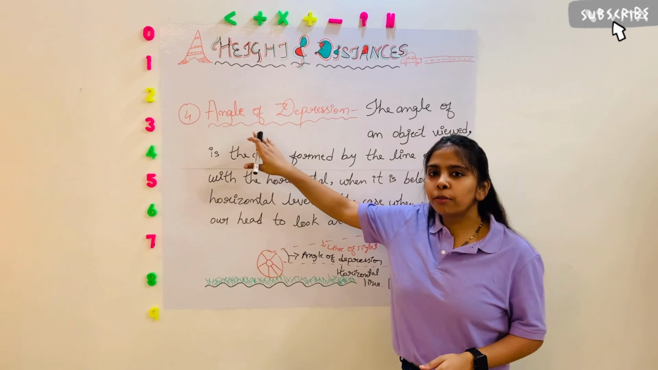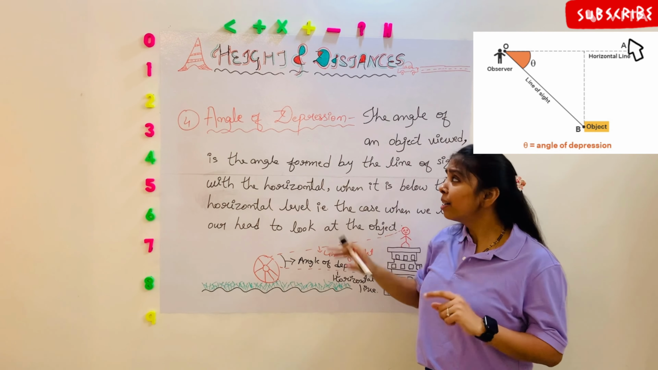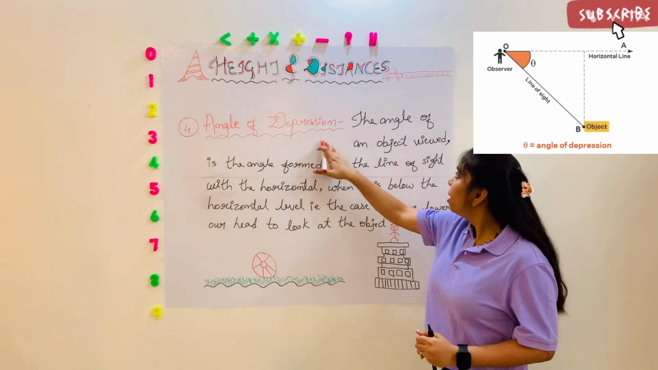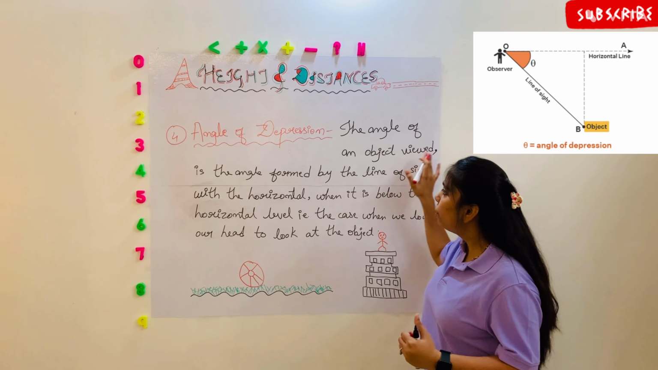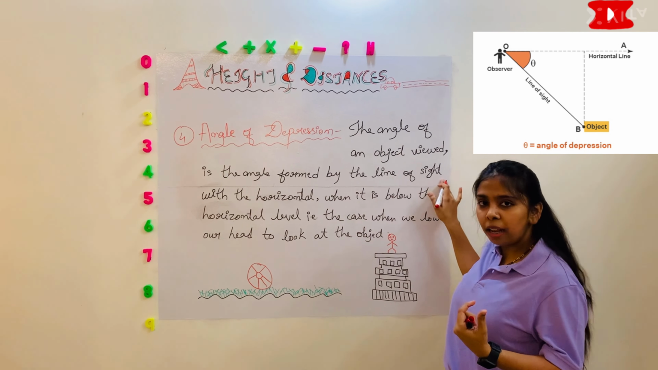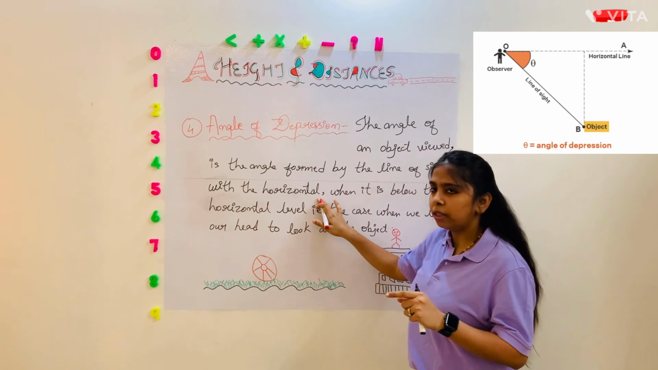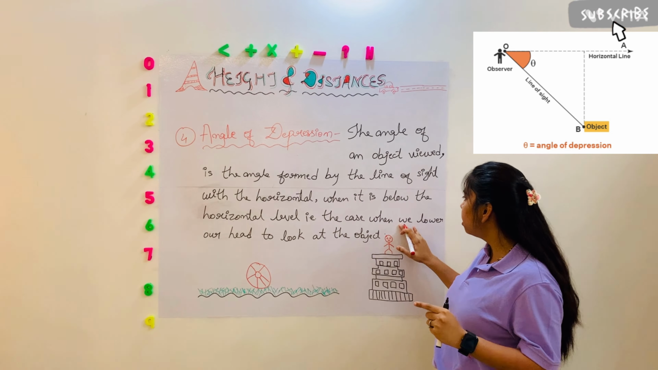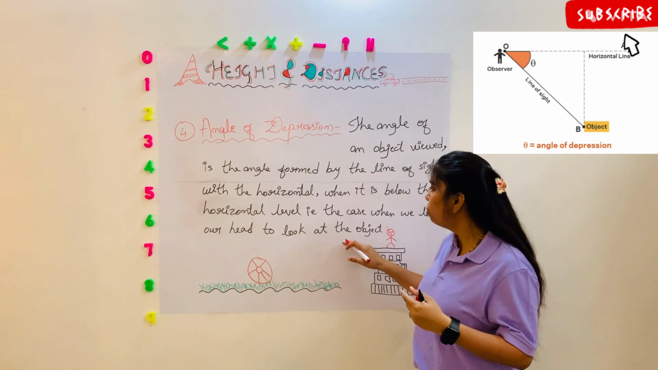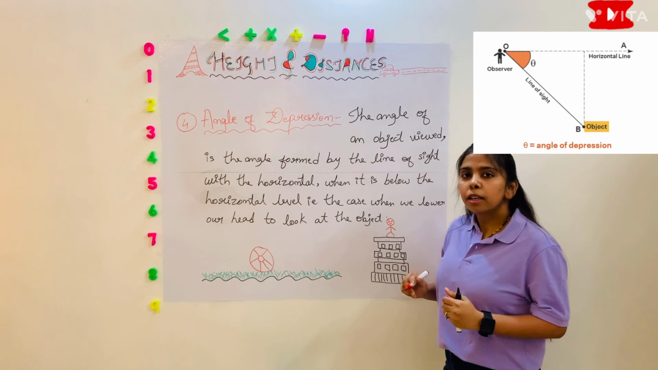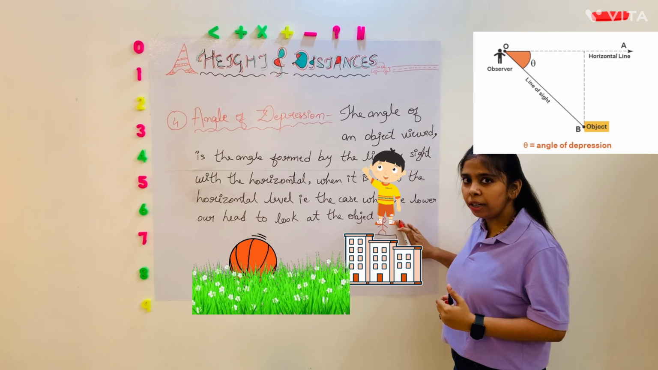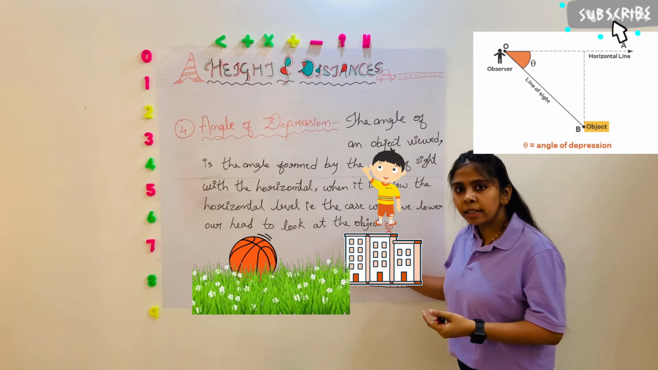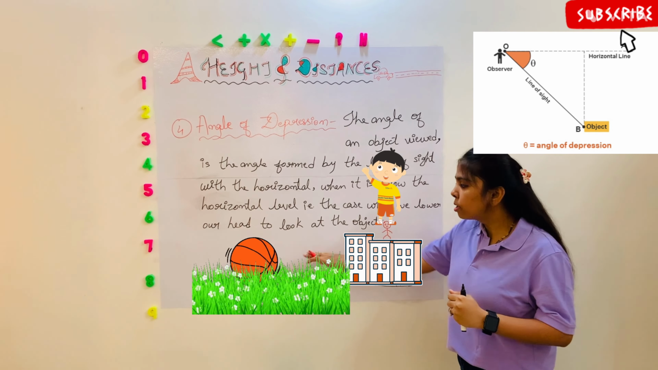So the fourth one is angle of depression. You think this depression is a mental state? No, this depression is different. The angle of depression of an object viewed is the angle formed by the line of sight with the horizontal, when it is below the horizontal level. That is the case when we lower our head to look at the object. Suppose you are standing on the roof of a building and you see a ball that is on the playground. In this case, you have to lower your head to see this ball.